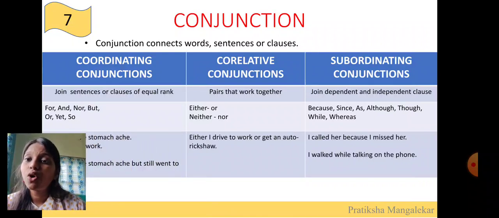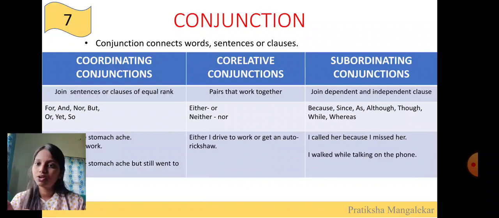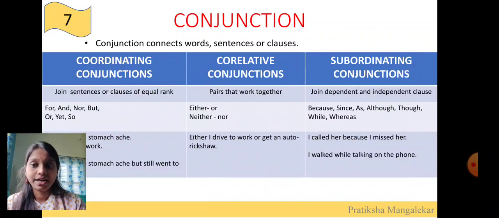Let's look at correlative conjunctions. These are pairs that always work together. Either or and neither nor are the correlative conjunctions. Either I drive to work or get an auto rickshaw.